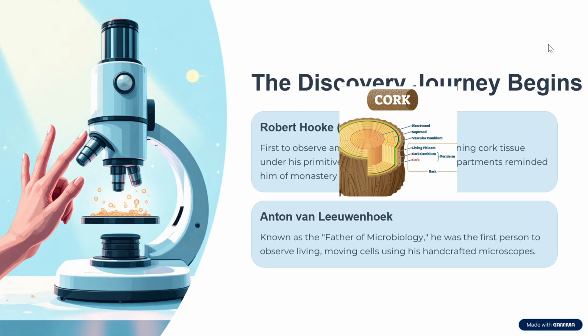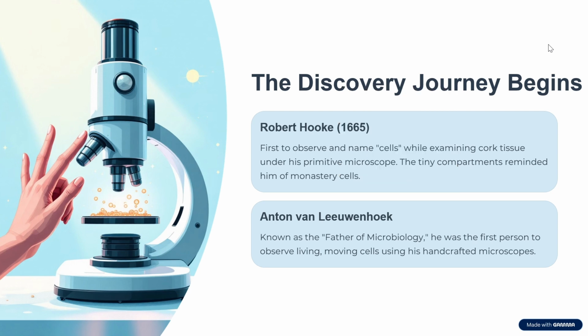He saw cork tissue of a plant and observed it under the microscope, and he compared it with rooms. What if he compared it with a Mumbai flat? He would have called them 1 BHK of life. Okay. Then that cell was discovered by Robert Hooke.